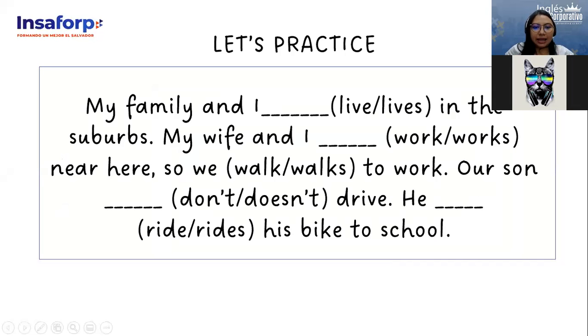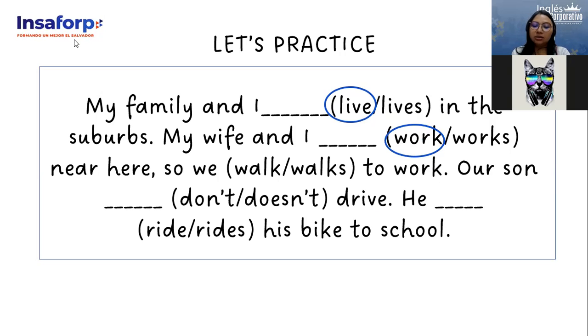My family and I. Live or leaves? Live. Great job. Very good. Okay, the second one: my wife and I work or works? Creo que sería work. Bien, excellent.